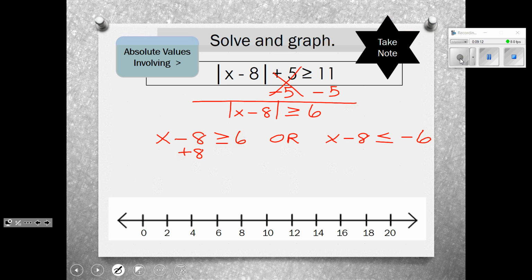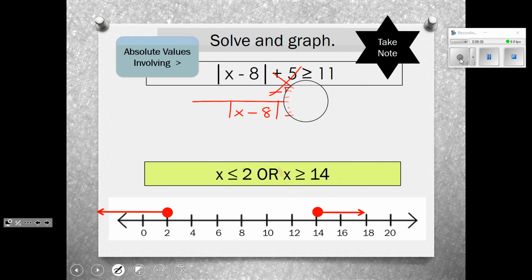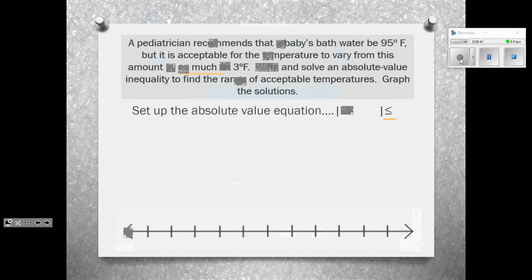So if we add 8 on both sides, on both equations, we'll see that x is greater than or equal to 14, or x is less than or equal to 2. So when we graph it, it graphs like this. 14 and 2. I think I did the opposite on that one. That's ors. More is ors.